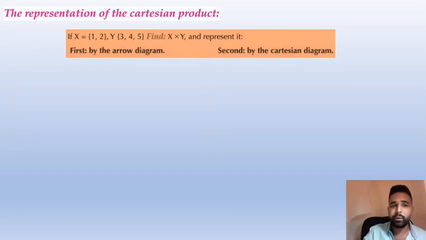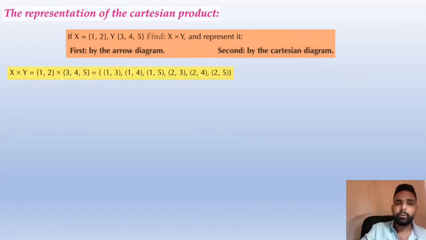Now you can pause the video and try to solve x product y by yourself, which is equal to (1, 3), (1, 4), (1, 5), (2, 3), (2, 4), and (2, 5). How to represent it with the arrow diagram?